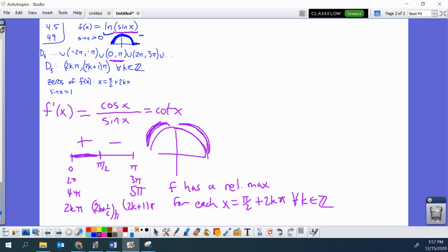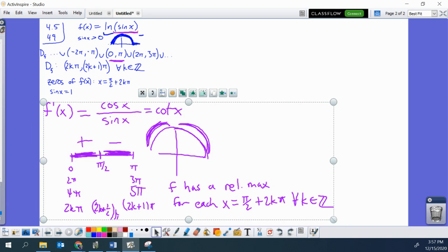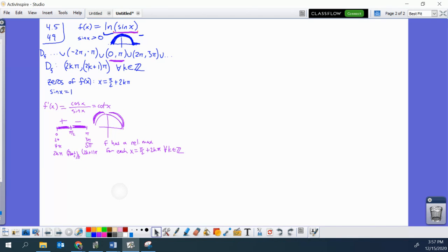Because at those points, f prime is changing from positive to negative. Okay, and that's good. That's our first derivative analysis. We're going to look at the second derivative here.